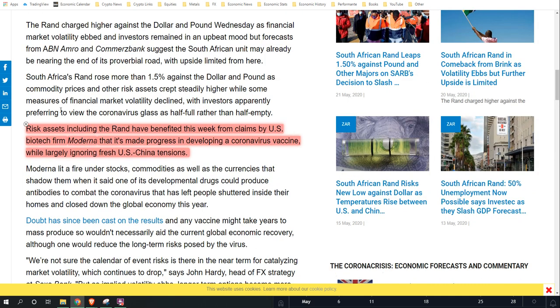And we can see a similar type of blog explaining that risk assets, including the Rand, have benefited this week from claims by U.S. biotech firm Moderna that it's made progress in developing a coronavirus vaccine, while largely ignoring fresh U.S.-China tension. So basically what I'm trying to explain within this is that the South African Rand is a risk-on asset. It has a higher interest rate compared to the United States dollar.